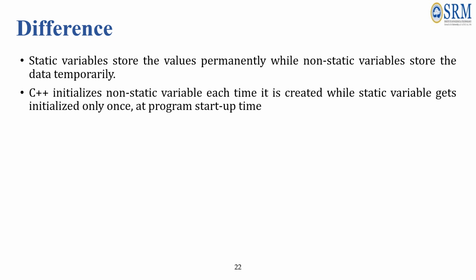What is the major difference between static and non-static variables? As I have said earlier, static variables are permanent, while non-static variables store data only for temporary use. C++ initializes the non-static variable each time it is created. Without an external initialization, a static variable is initialized only once and is assigned 0 at startup time. No garbage value is initialized.